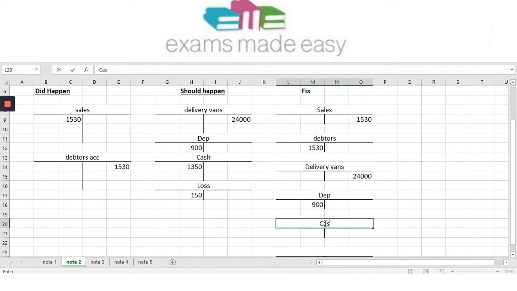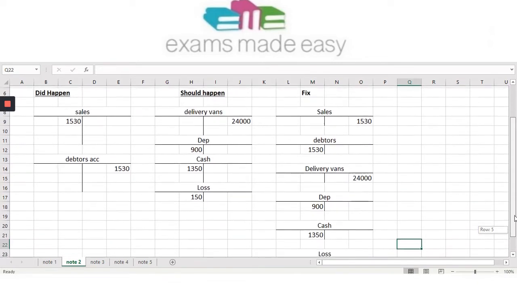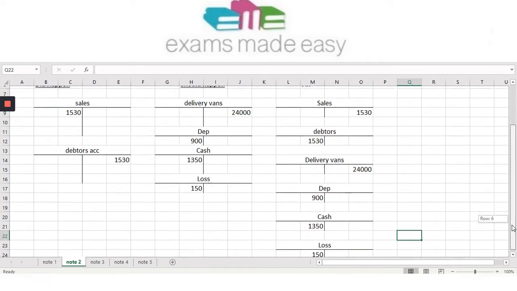Cash, 1,350. The last one would be the loss of 150. So again, if we look at the fixed column, we have 1, 2, 3, 4, 5, 6 T accounts.